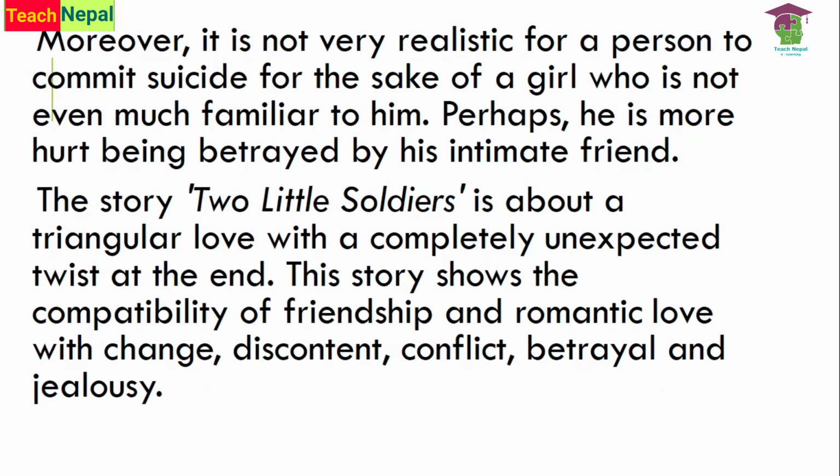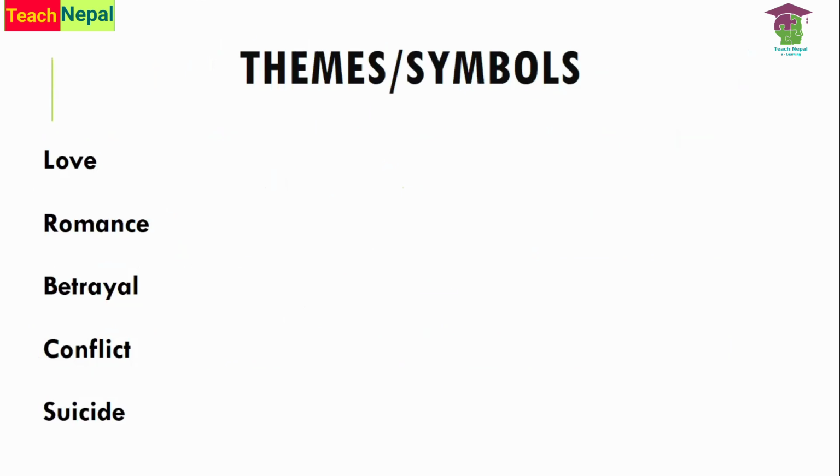The Two Little Soldiers is about a triangle in love, which has a completely unexpected twist at the end. The story shows the difficulty of friendship and romantic love with change, discontent, conflict, betrayal, and jealousy. भनेको betrayal हुँदा jealousy हुँदा चाहिँ फ्रेन्डसिपमा हुने hurdles अथवा problemsहरू चाहिँ देखाउन खोजिएको छ. Themes are love, romance, betrayal, conflict, suicide. These are the major themes.